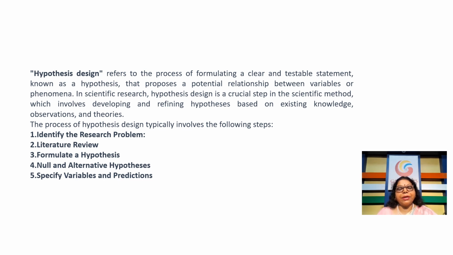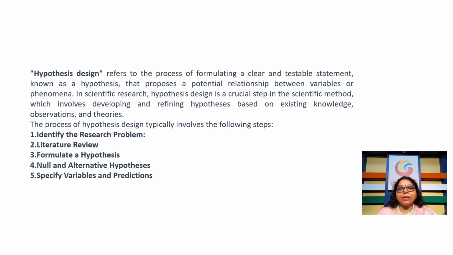The first step is to identify the research problem. So, in this step, we clearly define the research question or problem which one wants to investigate. This helps to provide a context for developing our hypothesis. Second step is literature review. Review existing research and literature related to your research problem. So, this step helps you to understand what is already known on the topic and informs the development of your hypothesis.